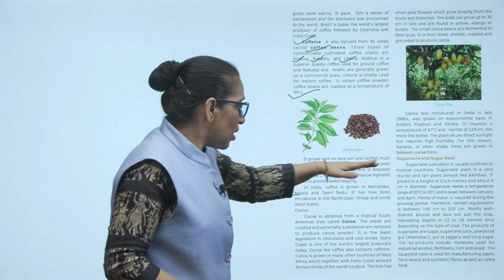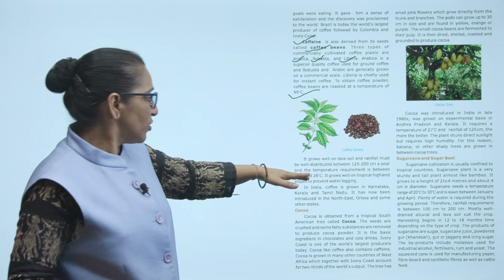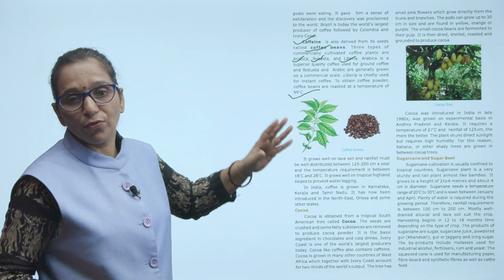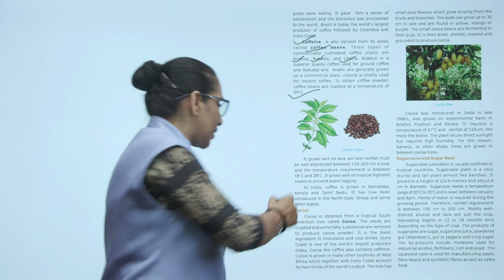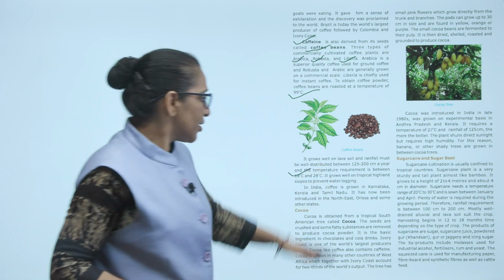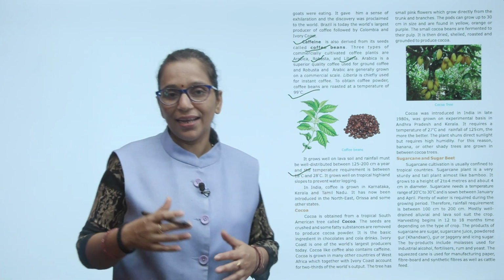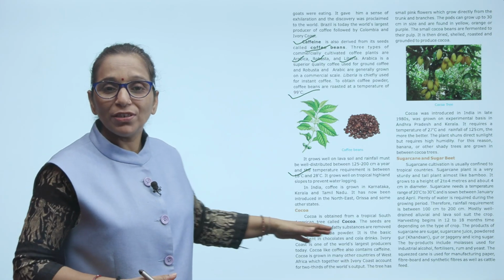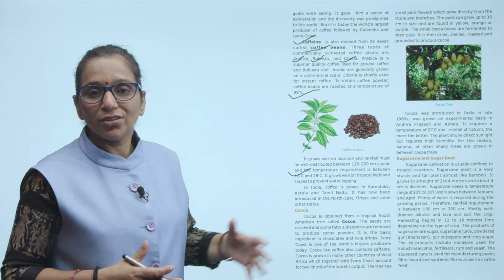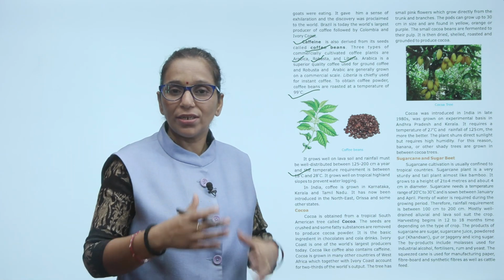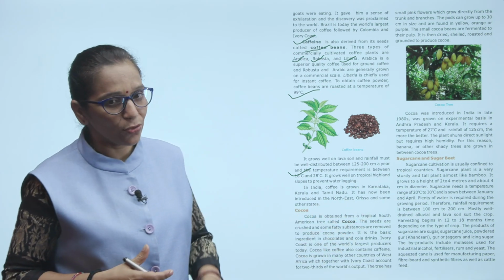Now it grows well on lava soil, and rainfall must be distributed between 125 to 200 centimeters in a year. Temperature is between 18 to 28 degrees centigrade. It grows well on tropical highland slopes to prevent waterlogging. In India, coffee is grown in Karnataka's Nilgiri Hills, Kerala and Tamil Nadu. It has now been introduced in the northeast, Odisha and some other states also.